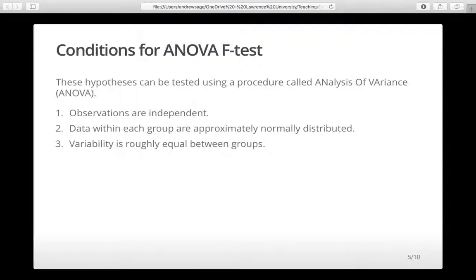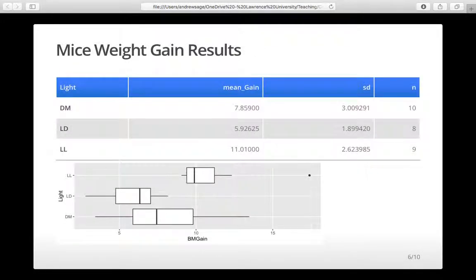An ANOVA F test is appropriate in situations where we have quantitative data, provided that our observations are independent, data within each group are approximately normally distributed, and variability is roughly equal between the groups. Let's take a look at the data for the mice.